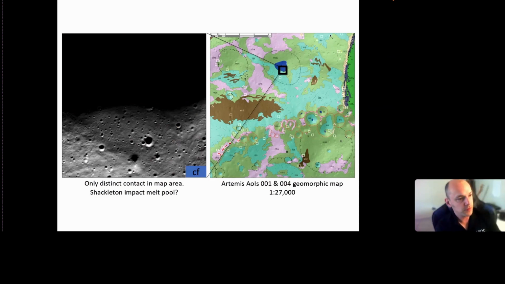This is the aforementioned smooth crater floor. It's the only distinct geologic contact we see, and it's also part of a PSR.